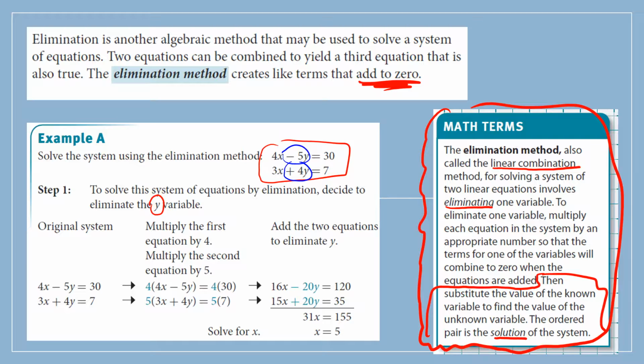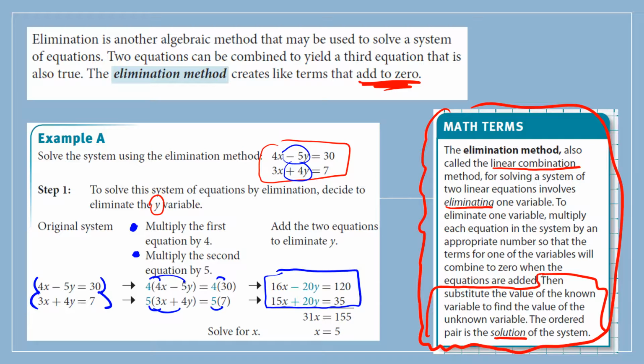So in order to do that, we're going to multiply the first equation by 4. So this whole equation here is going to get multiplied by 4, both sides. And then we're going to multiply the second equation by 5. So this whole equation here is going to get multiplied by 5. So when we do that, distribute the 4 to that side and then to this side. Distribute the 5 to this side and to this side. So we end up with these two equations.